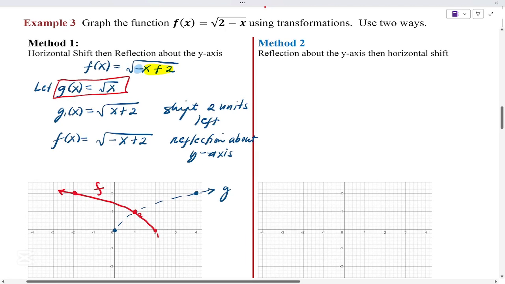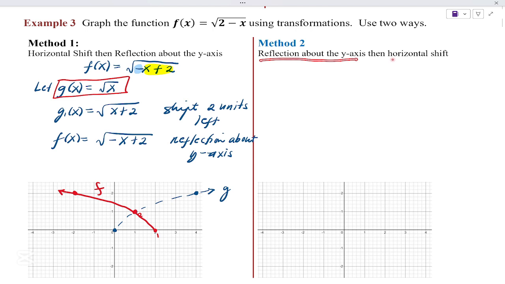So let us try the second method by interchanging the order of transformation, wherein we will start with reflection about the y-axis and then horizontal shift. So let us rewrite again the function, f of x is equal to the square root of negative x plus 2. Since we will start with reflection about the y-axis, we have to separate the reflection from the horizontal shift by factoring out the negative. Square root of negative, if we factor out the negative, we will have negative x minus 2. So this is our function.